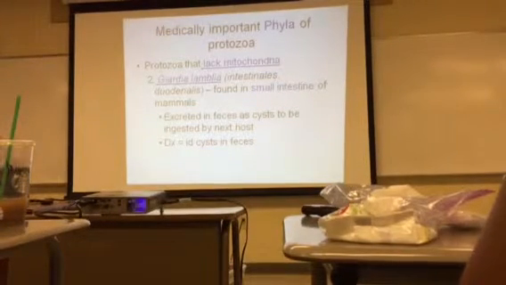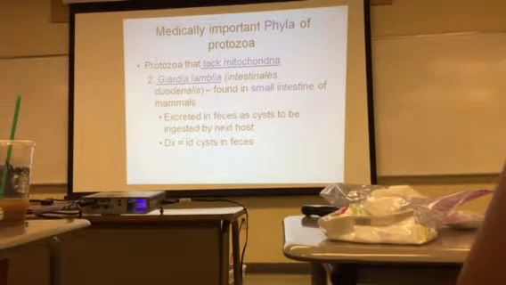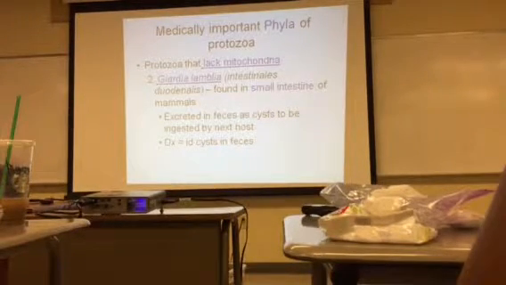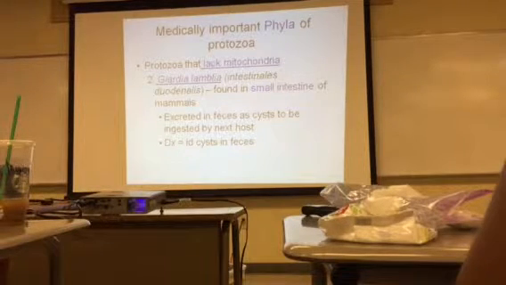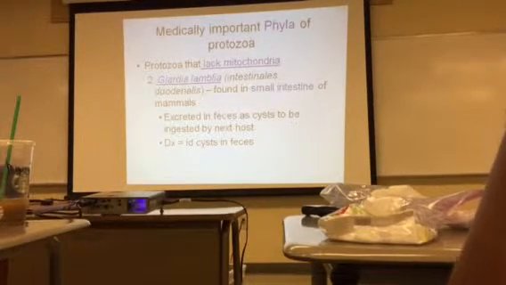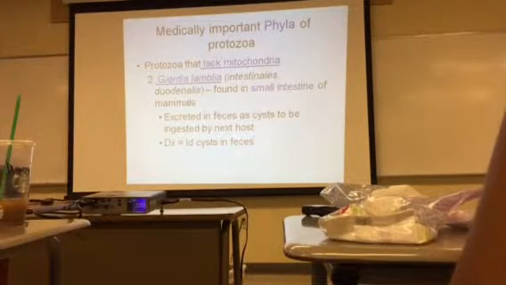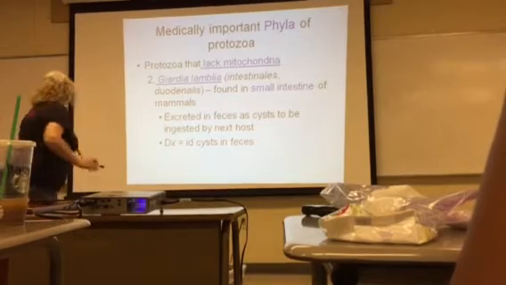The second protozoan that lacks mitochondria that we're going to talk about is Giardia lamblia. They've actually changed the name to Giardia intestinalis. However, in the field, nobody calls it that. It's called Giardia lamblia. You might see it written also as Giardia duodenalis. It's found in the small intestine of mammals. It gets excreted in the feces as cysts, and then those cysts are ready to be ingested by the next host. To diagnose it, you're going to identify the cysts in the feces. So the cysts look like this.